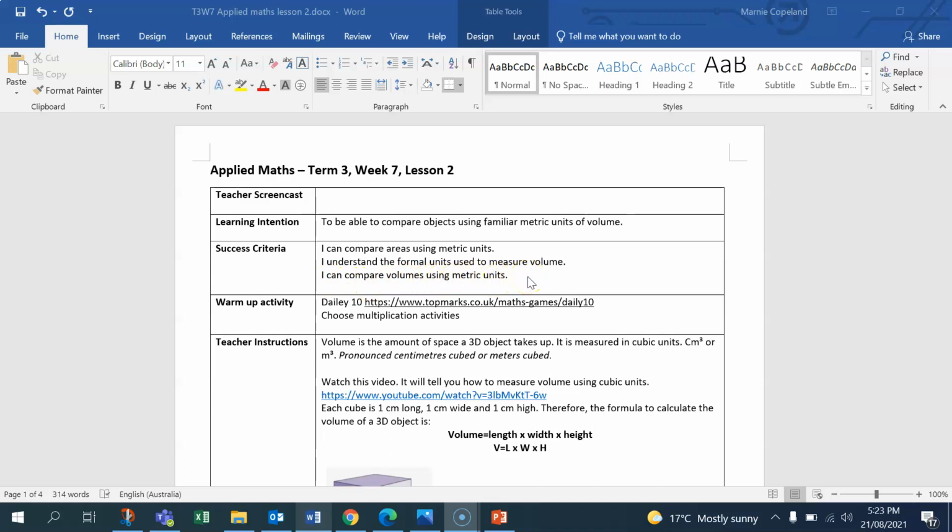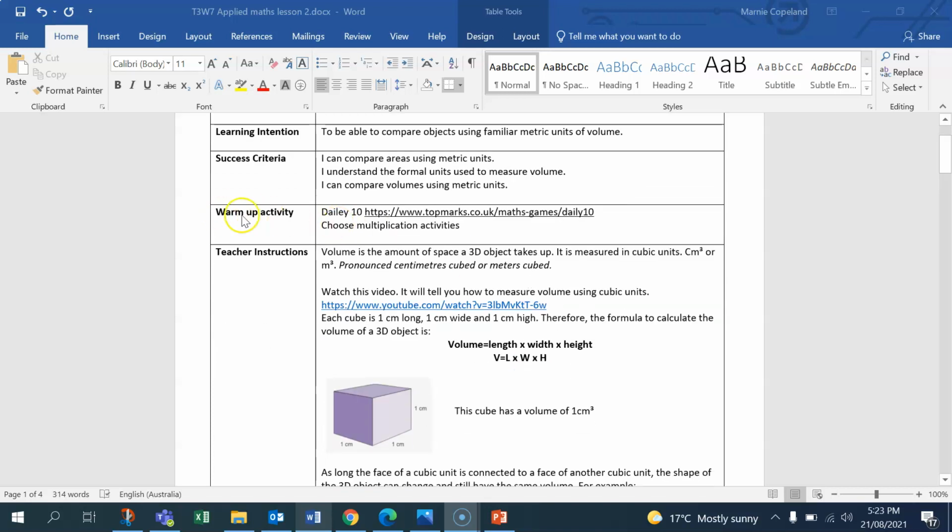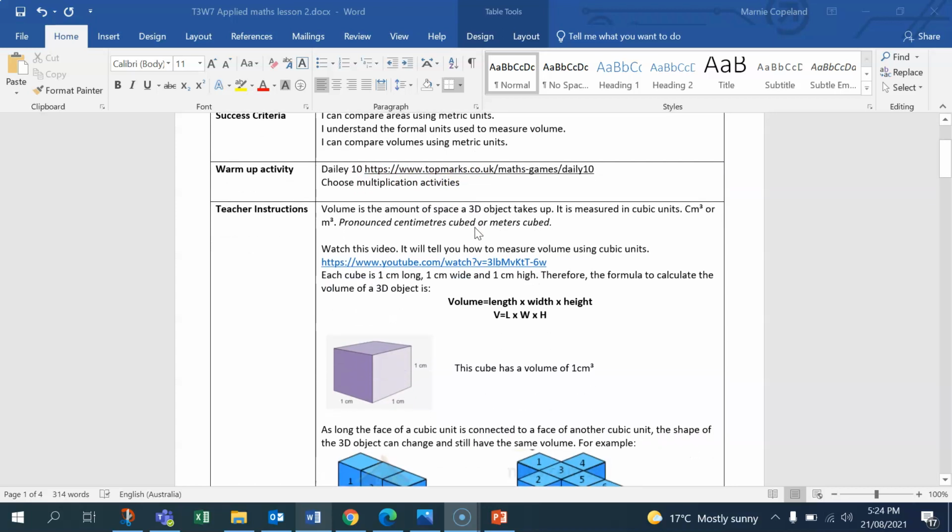So this is a revision on volume again today. Your warm-up activity is a website here called Daily 10. Now we want you to have a go at the multiplication activities on this website as a warm-up for you today. So let's revise what volume is.